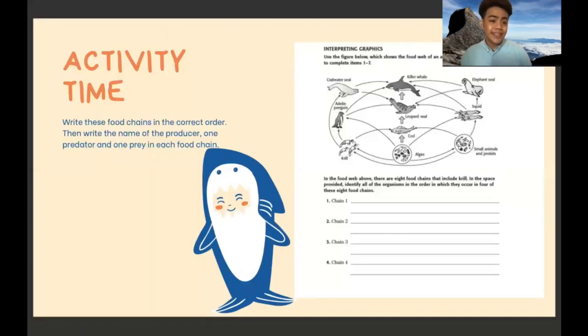And then for the second activity, we have a food web. In the food web above, there are 8 food chains that include krill. In your exercise book, please identify all of the organisms in the order in which they occur in 4 of these 8 food chains. Good luck!